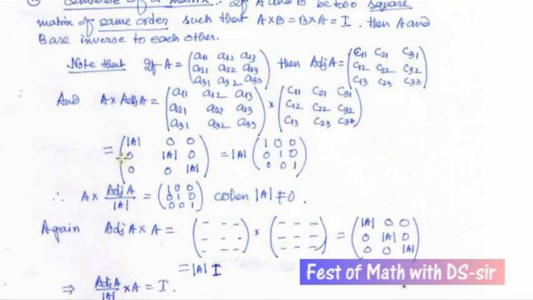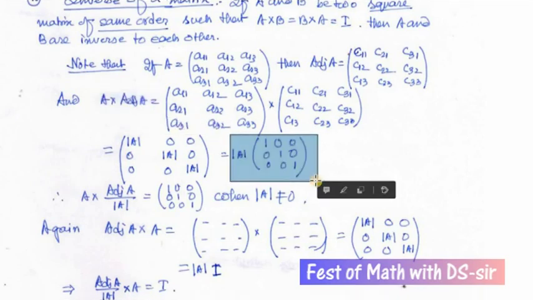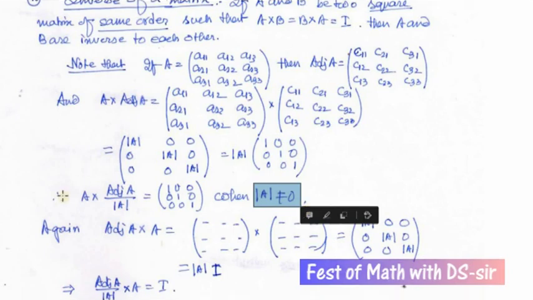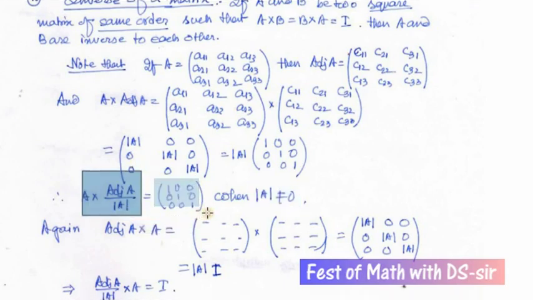Next, in this example, A into adjoint A is equal to det A into I. From there, we divide both sides by det A, which you can do when det A is non-zero. When det A is 0, you can't perform this operation. So in that case, we can say A into adjoint A by det A is identity.